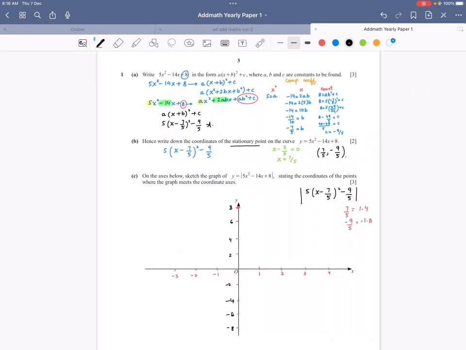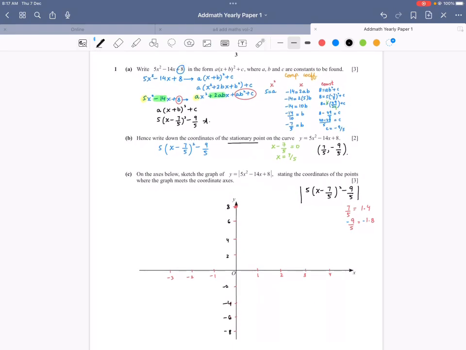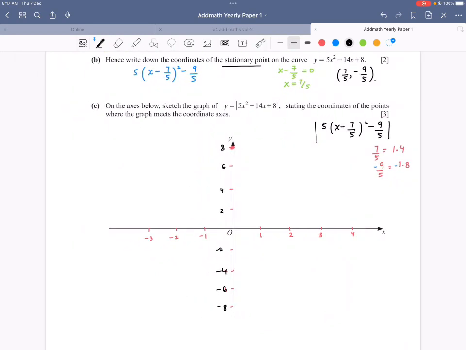For y is 0, when y is 0, what should be the point for x? And we have the turning point as well. The turning point we are getting is 1.4 and minus 1.8, somewhere like there is a point, right? Somewhere roughly. But this is without modulus sign. When you have modulus sign, this point will be reflected towards the positive side. Here it is. All right?